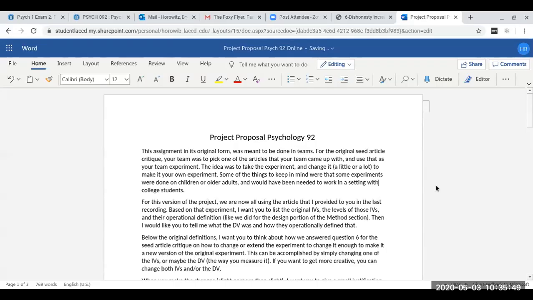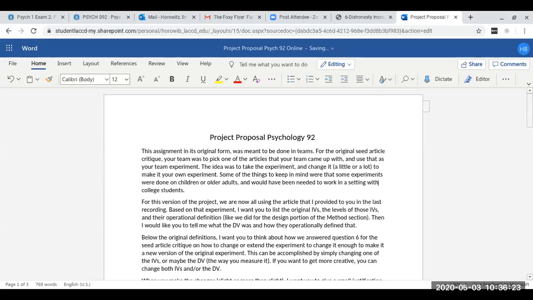For the original seed article critique, your team was to pick one of the articles that your team came up with and use that as your team experiment, as I explained at the beginning of this lecture. The idea was to take the experiment and change it a little or a lot to make it your own experiment. Some of the things to keep in mind were that some experiments were done on children or older adults, and this would have needed to work in a setting with college students. So you would have had to change it to accommodate the participants you had in class. You don't have to limit yourself to this anymore because this is a hypothetical experiment.